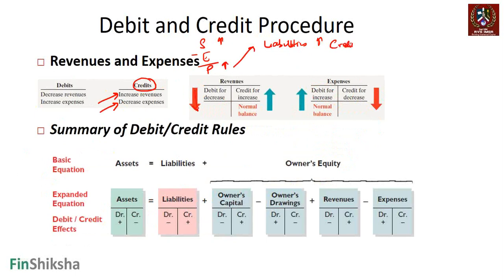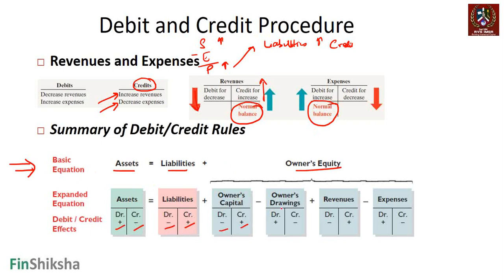So debit for decrease in revenues and credit for increase in revenues. And typically you see revenues increasing, so the normal balance comes here. Debit for increase in expenses, credit for decrease in expenses. Typically in a growing company, you'll see a normal balance here, right? Now, this basic accounting equation was assets is equal to liabilities plus owner's equity, right? Increase in assets is debit, decrease in assets is credit. Increase in liabilities is credit, decrease in liabilities is debit.